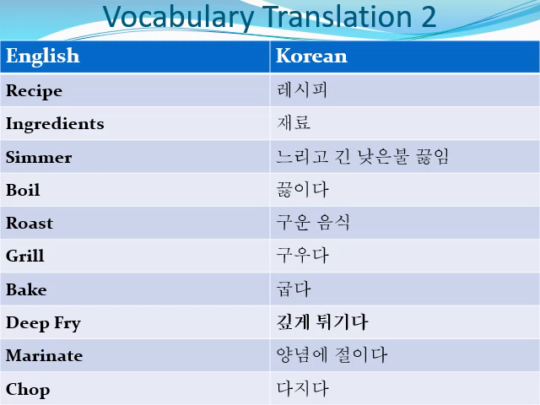And here's some more vocabulary. Recipe. And notice the P here is anything but silent. The E is not silent. Recipe. Ingredients. The emphasis here is on the second syllable. Ingredients. Simmer. Boil. Roast. Grill. Bake. Deep fry. Marinate. Chop.